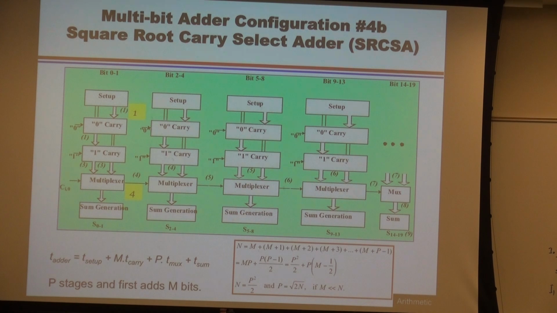But if I use this particular little mathematical optimization, then I'll be using first one m bits, and then I'll use p, which is square root of 2n, number of stages. So that is called the square root select adder.